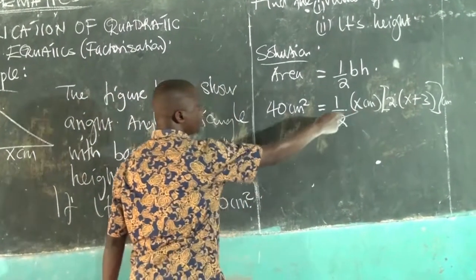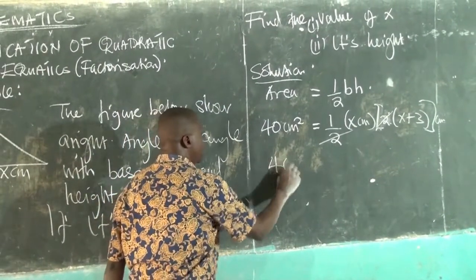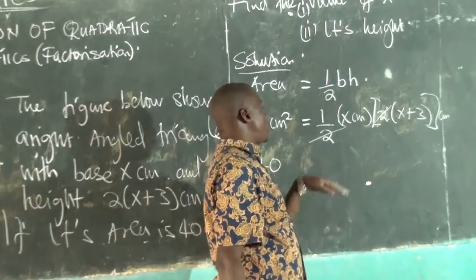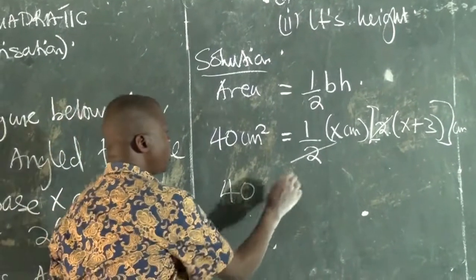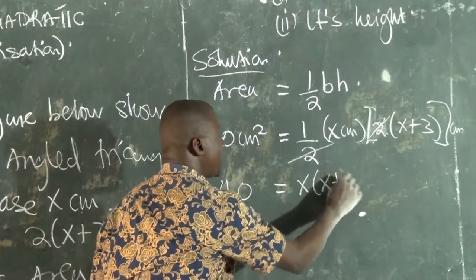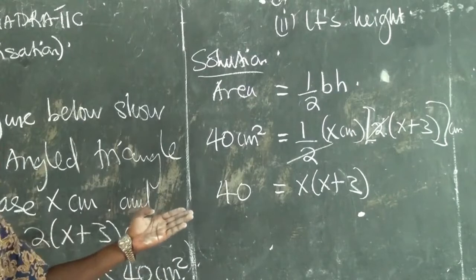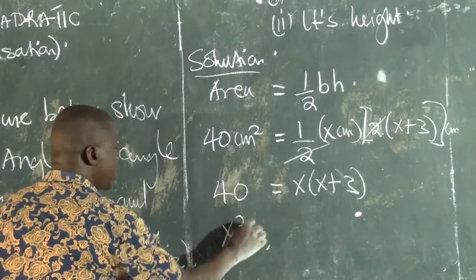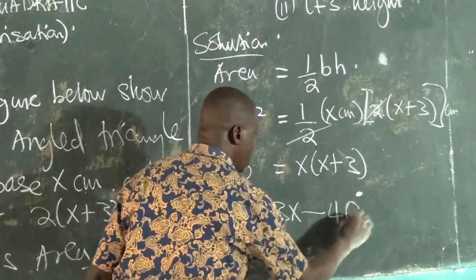This 2 goes with a 32. We have 40. The units are uniform: centimeters squared. Also here we have centimeters squared. So we have x into x plus 3. We shall expand the brackets. When you expand, we have x squared plus 3x minus 40.